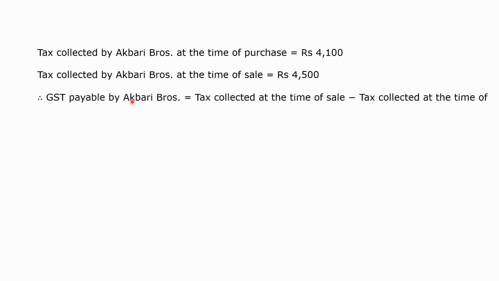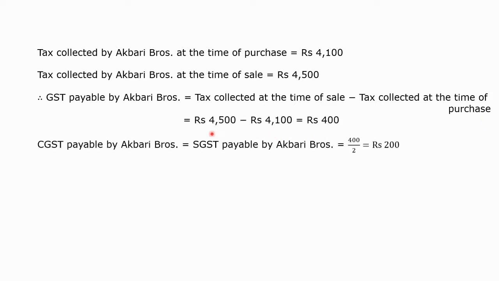So GST payable by Akbari Bros will be tax collected at the time of sale minus tax collected at the time of purchase. So the difference will be 4,500 minus 4,100, which is rupees 400. After that, we need to find the CGST and SGST, and as we know, that will be half of GST, that is half of 400, and that is rupees 200.